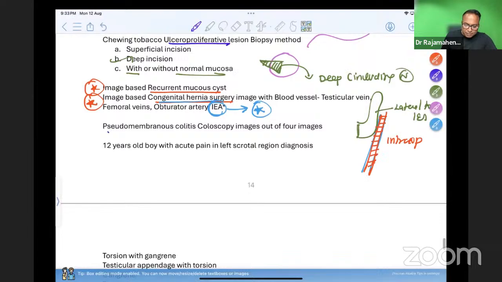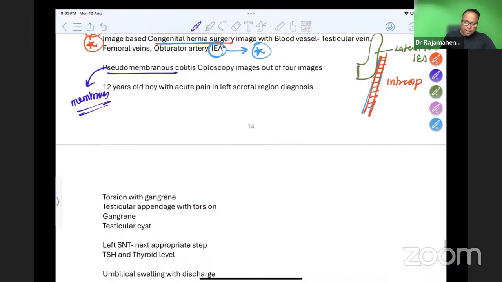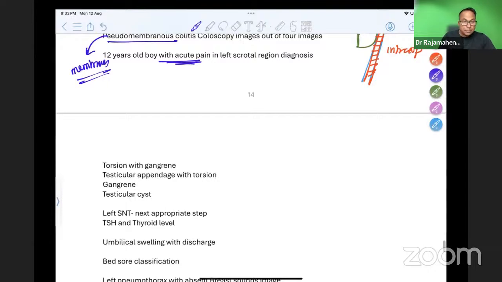Pseudomembranous colitis images were asked. Pseudomembranous colitis will have membranes. White membranes can be seen on the picture. And I heard a 12 year old boy with pain in the left scrotal region, and an image was given.